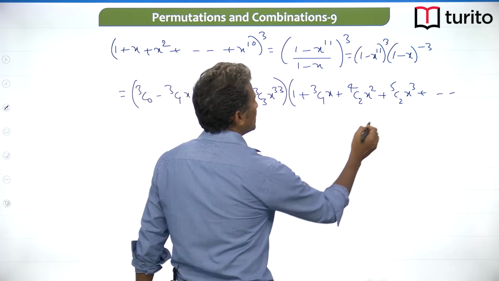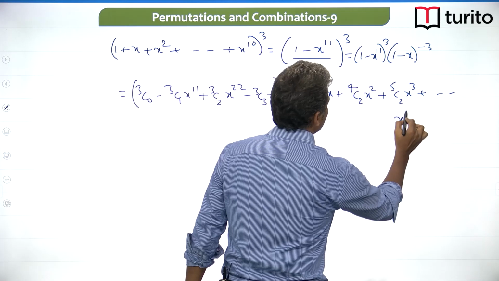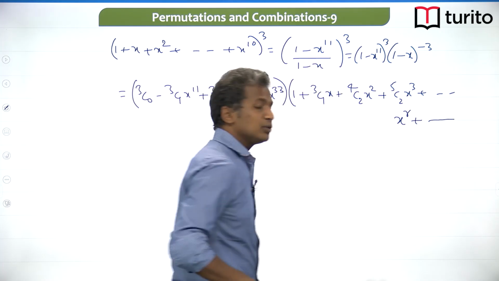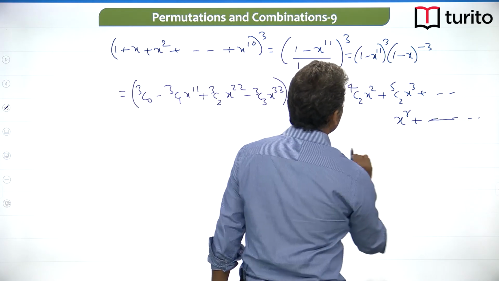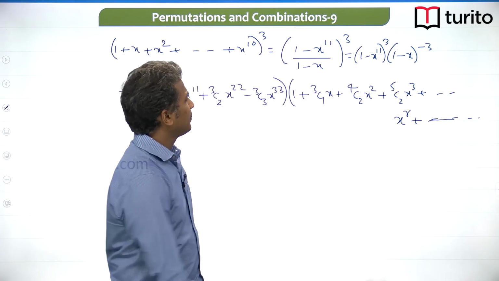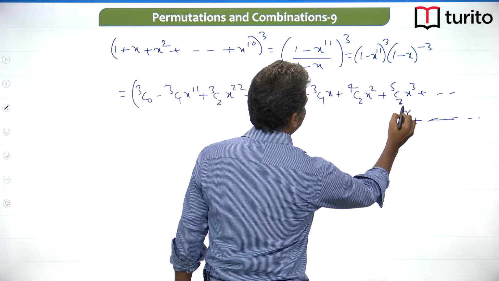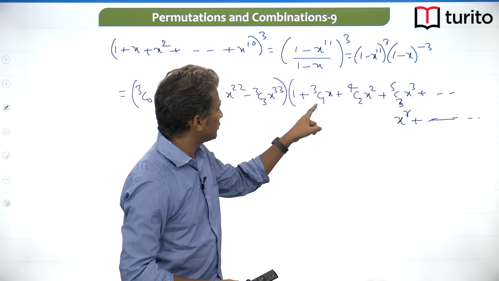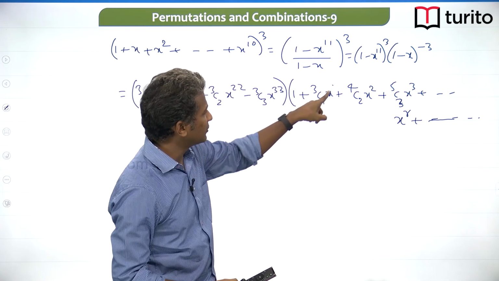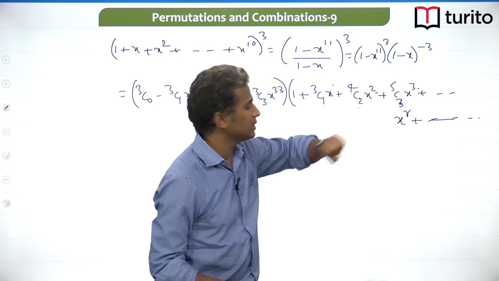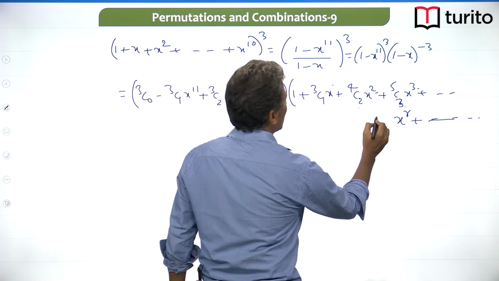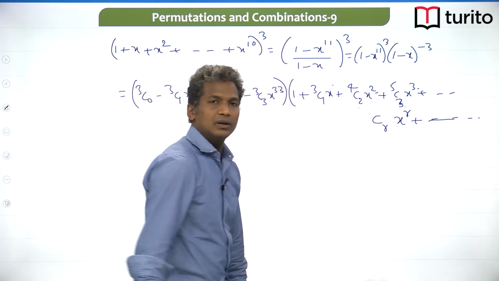Now to proceed with the solving process, we need to know what happens to the general power, okay. So if I take x raised to r, what will be the coefficient? Okay, so here it is 5c3, okay. So for that we have to observe the pattern here. So when there is power 1, there is 1 here, when there is power 2, there is 2 here, when there is power 3, there is 3 here. So when there is power r, there will be CR here.